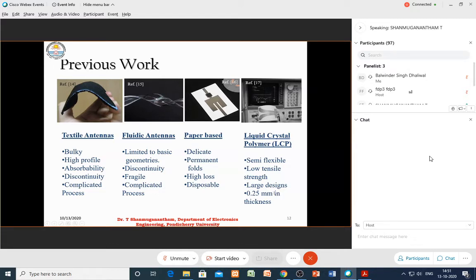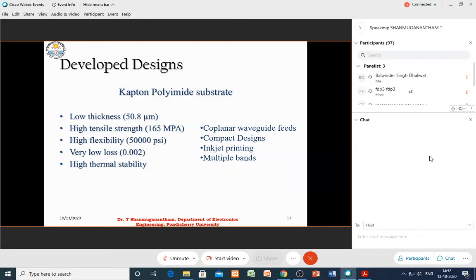So comparatively, all those things considered, flexible antennas are the better option. For these developed designs, Kapton polyimide substrates are used. The substrate thickness is quite low, 50.8 micrometers, with high tensile strength of 165 megapascal, high flexibility of 50,000 psi, very low loss with a loss tangent of 0.002, and high thermal stability.